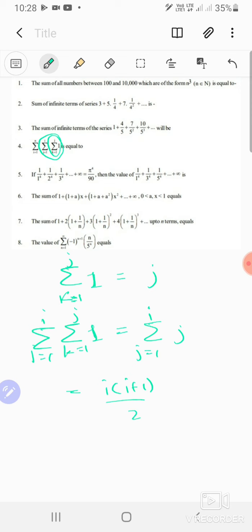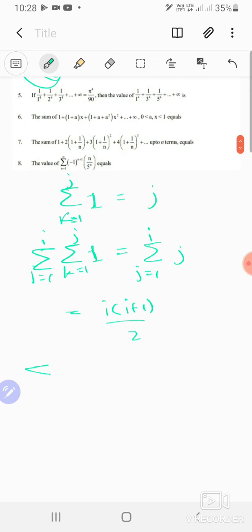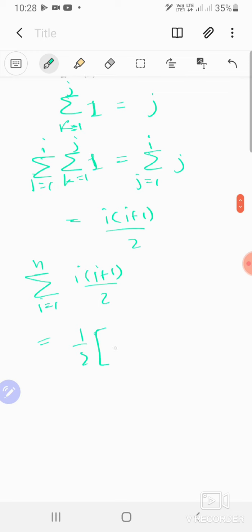So now if we go for the next one, which is the summation from i equals 1 till n of this thing, i into i plus 1 upon 2. Now this is getting really, okay, it's like i squared plus i, fine. So for i squared, just have n into n plus 1 into 2n plus 1 upon 6, and then for i you just have n into n plus 1 upon 2.